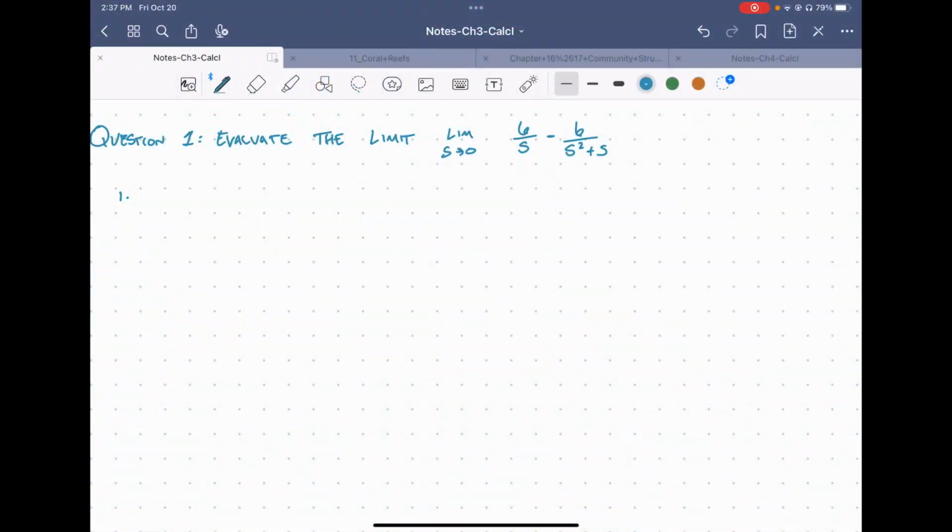Hi, today I'm going to explain how to do a limit problem. So the first problem wants us to evaluate the limit as s approaches 0 of 6 over s minus 6 over s squared plus s. The first step I'm going to take is to rewrite the problem.